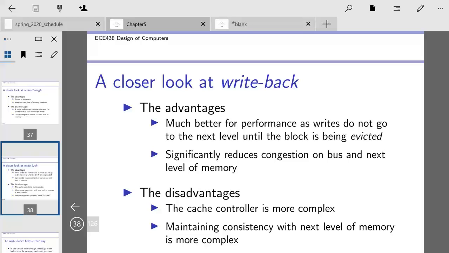The disadvantage is it makes the cache controller more complex, especially when we're talking about sharing memory. So maintaining consistency with the next level of memory is a lot more complex. And there's even consistency between the instruction cache and the data cache. If your processor is actually moving data into a particular region of memory, that data is instructions that you're going to execute later, because it's kind of a von Neumann architecture.